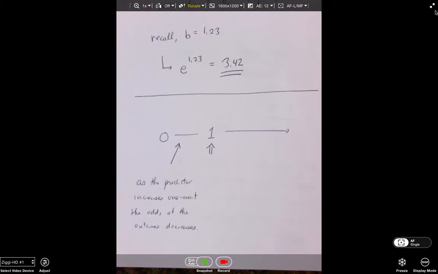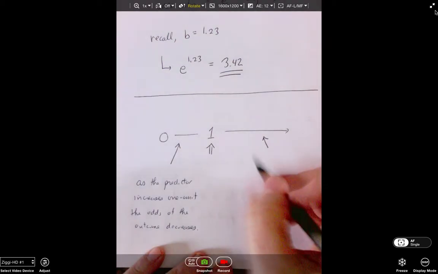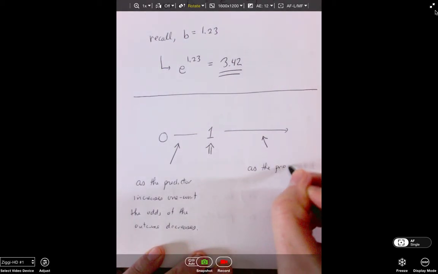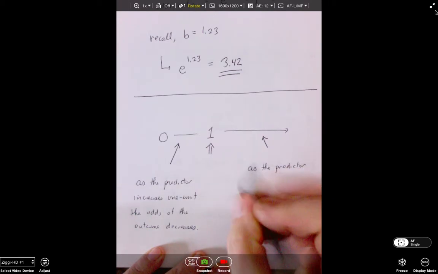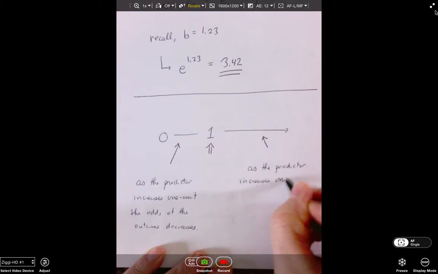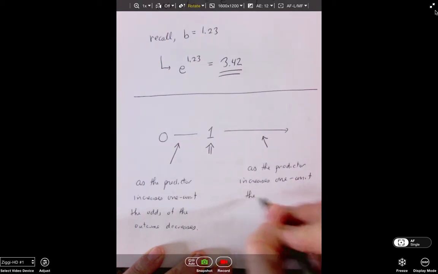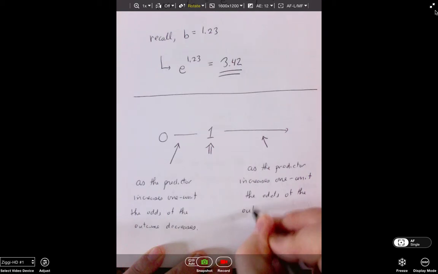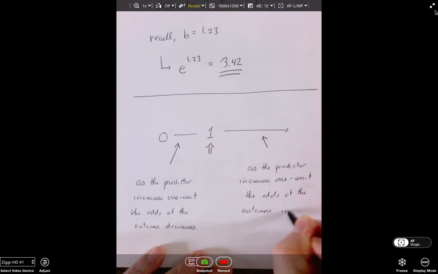All right, sorry about that. And of course, as the predictor increases one unit, the odds of the outcome, in our case, success, increases.